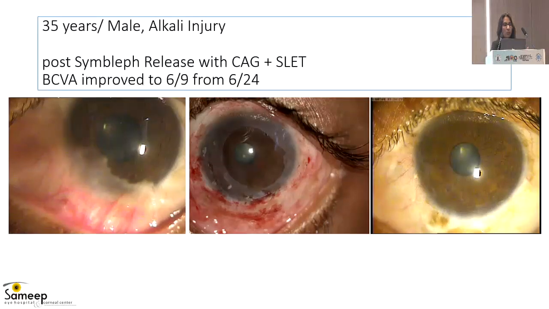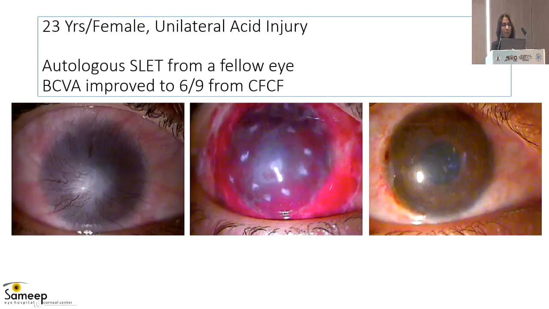This is another case where we used a variation, a donut kind of amniotic membrane where we just allowed the central cornea to be without the amniotic membrane. We applied the SLAT into a restricted area where the symblepharon was there. So you can see the results in the last picture.